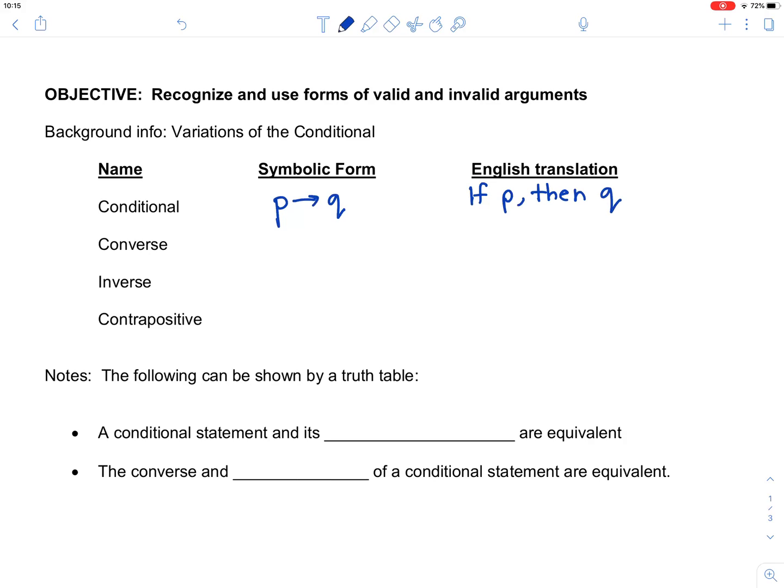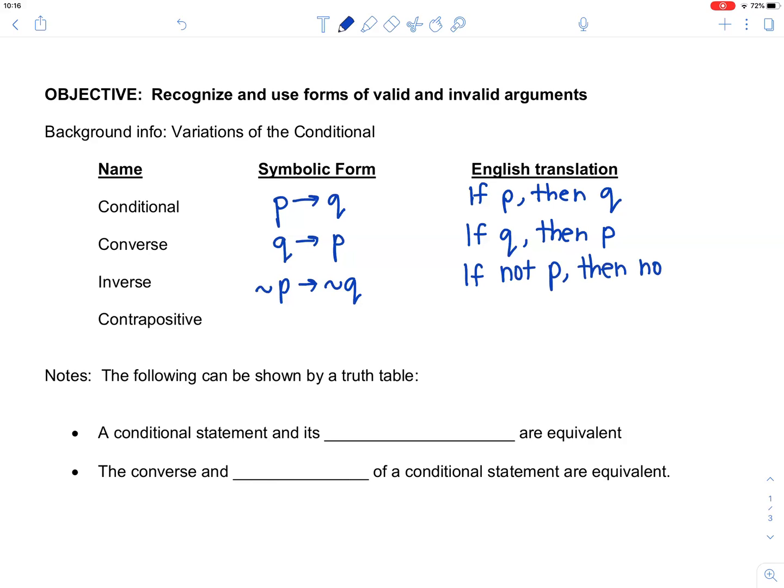For a converse of the statement, you interchange the antecedent and the consequent. So the converse of the conditional is if Q, then P. For the inverse of the conditional, you negate the antecedent and the consequent. If not P, then not Q.